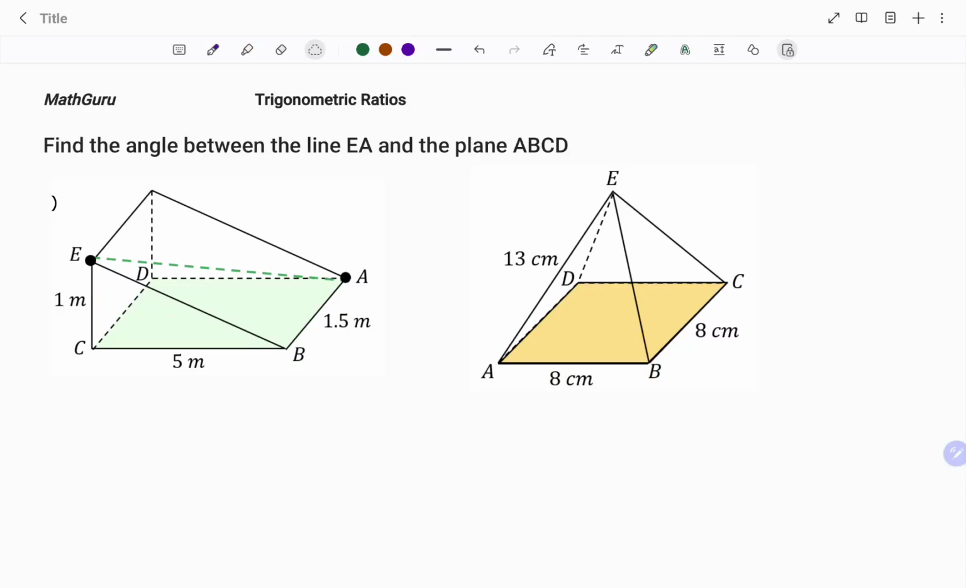In this video, I'm going to show you how to find the angle between the line EA and the plane ABCD using trigonometric ratios and Pythagoras Theorem.